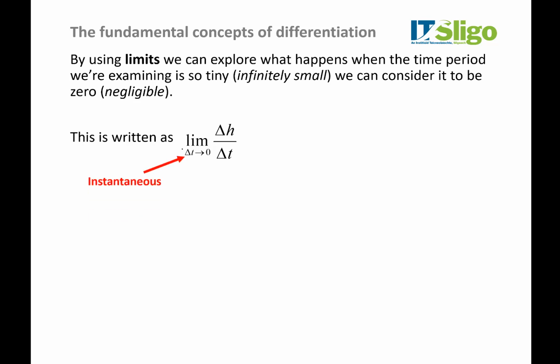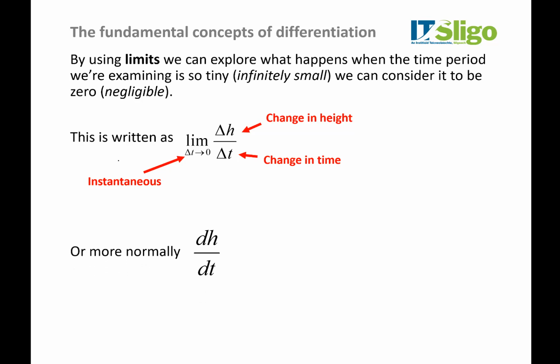And essentially that little bit at the start gives us our instantaneous, and the bit on the right gives us the change in height over change in time, which is the slope. So this formula gives us the instantaneous slope. More commonly, it's just written as dh dt in terms of the example we were looking at, because remember our function's output was height and our input was time.